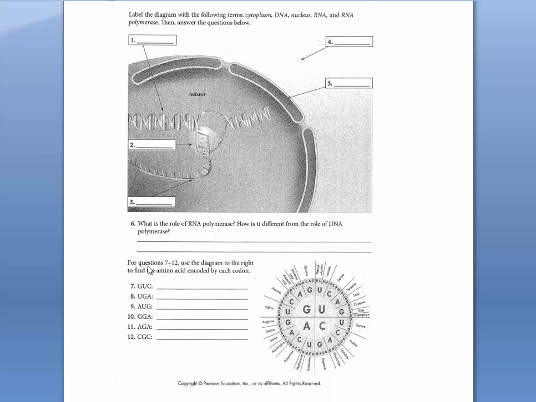For questions 7 through 12, use the diagram to the right to find the amino acid encoded by each codon. So what you're going to do is read these 3 letters and find the amino acid, and the amino acids are around this circle that matches these codons. So you have guanine, uracil, cytosine. Where would you find that combination, and what kind of amino acid will it make?